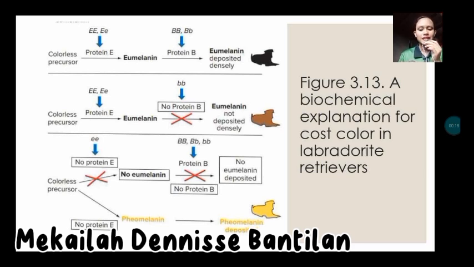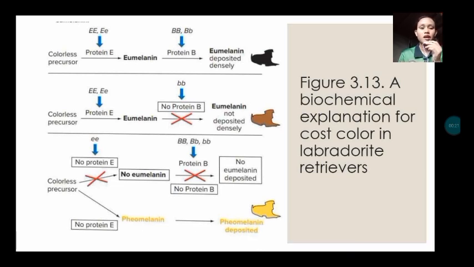So, protein E activates an enzyme that generates eumelanin from a colorless precursor. When protein E is present, only eumelanin is produced. Protein B deposits eumelanin densely so that the hair is black. So if eumelanin is dense, the color of the Labrador will be black. If the eumelanin is not dense, it will result in brown hair or chocolate.